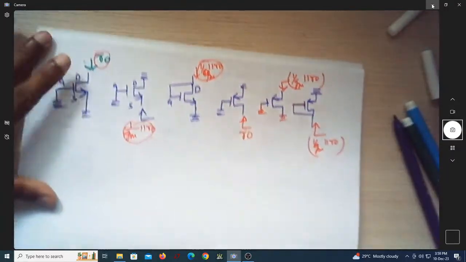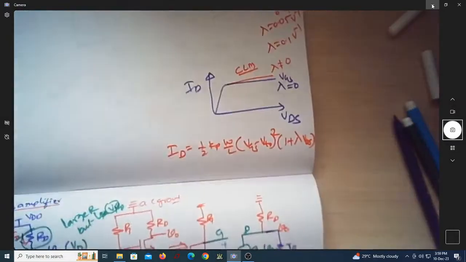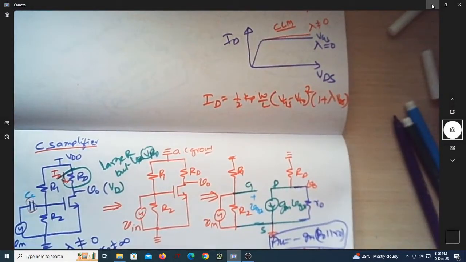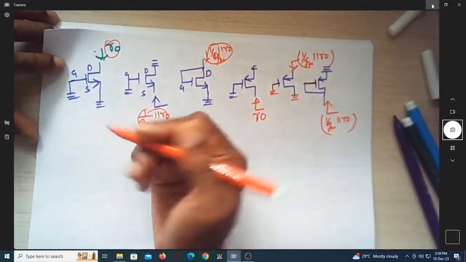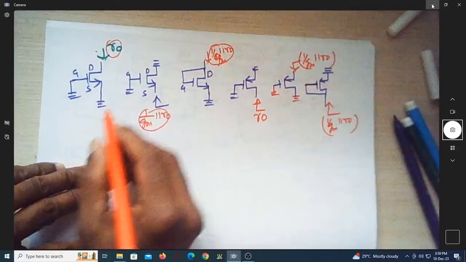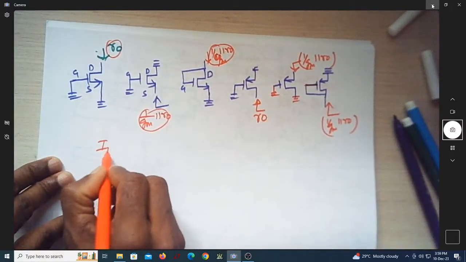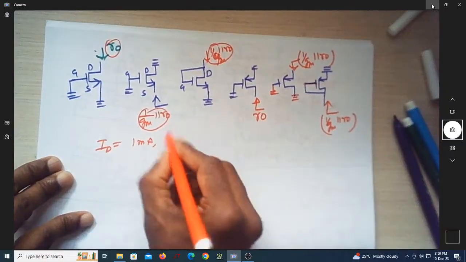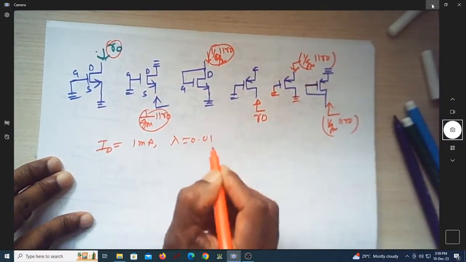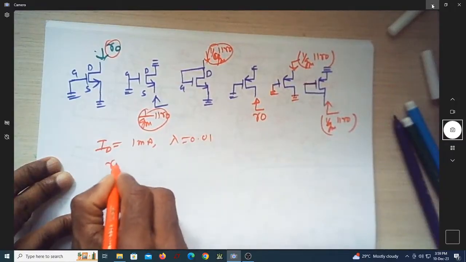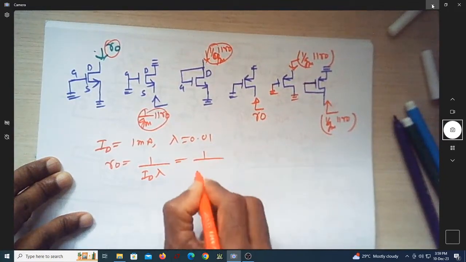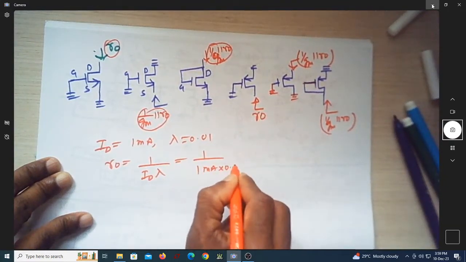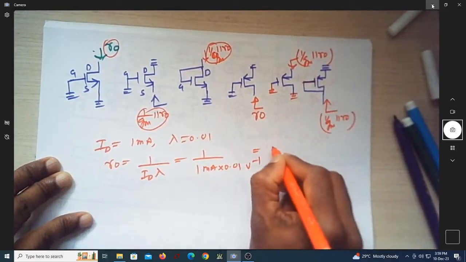Now we had this difficulty: we needed a larger resistance to get more gain, but this was consuming too much voltage. Now if you ask, sir, what is the value of R0? How much voltage is this consuming? Suppose ID flowing through this MOSFET is 1 milliampere and the value of lambda is 0.01, then what is R0? Is it not 1 over ID into lambda, which is 1 over 1 milliampere into 0.01 volt inverse? Is it not 100 kilo ohm?